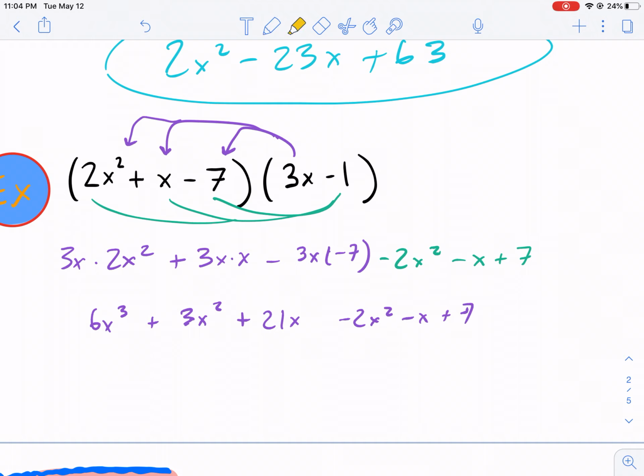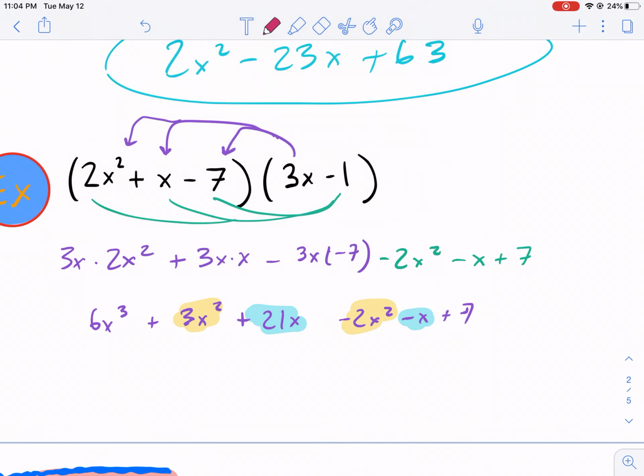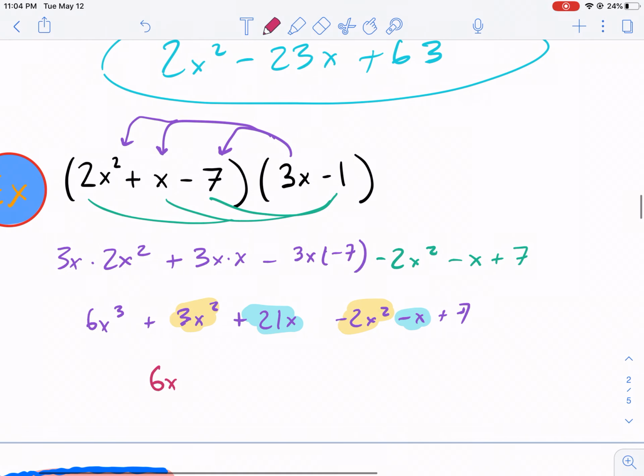We need to look for like terms here. We have a squared term here, and we have a squared term here. We have an x term here, and we have an x term here. So that is where we're going to combine like terms. Let's change colors and finish this problem off. So 6x cubed had no buddies. We're going to leave him alone. 3x squared minus 2x squared gives us 1x squared, or just x squared, and it's positive. 21x minus x gives us 20x, and it's positive, and then plus 7.